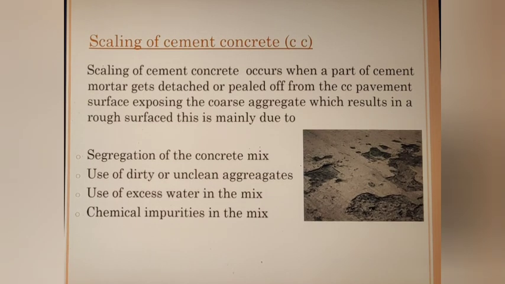And the main reason for this scaling, first one, is the segregation of the concrete mix. So segregation means separation of the ingredients of concrete. Second reason is the use of dirty or unclean aggregate. Third one is the usage of excess water in the mix. This can cause segregation. And the last reason is the chemical impurities in the mix. So here in the picture you can see the scaling of the cement concrete, that is, the surface gets peeled off.